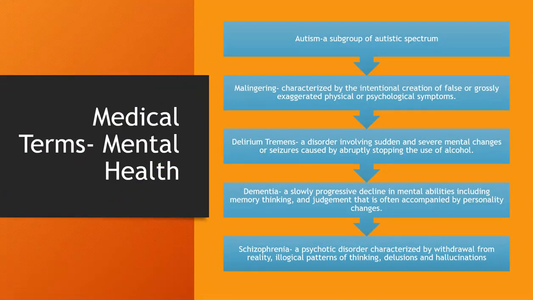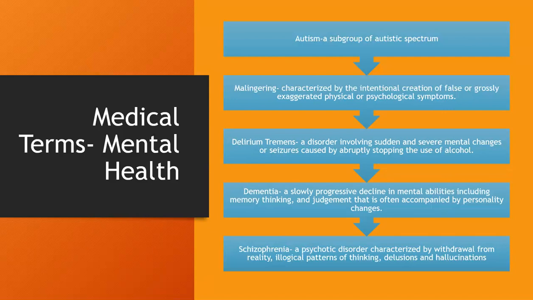Medical terms for mental health include autism. Malingering, which is characterized by the intentional creation of false or grossly exaggerated physical or psychological symptoms. Delirium tremens is a disorder involving sudden and severe mental changes or seizures caused by abruptly stopping the use of alcohol.